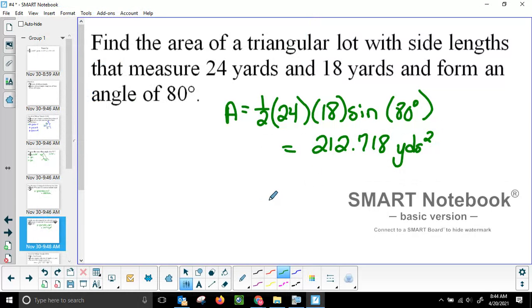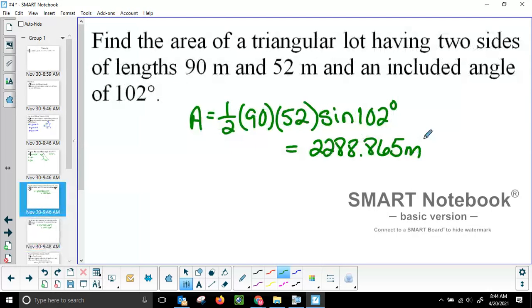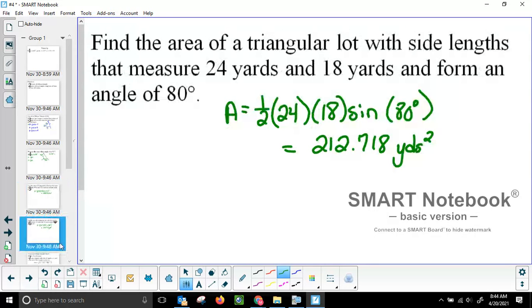Pretty straightforward. Any questions or concerns there? Yes, sir. When do we know when it's squared and cubed? For area, it's always squared, and I forgot to do this one here, the last one. Area is always squared. Volume is always cubed.